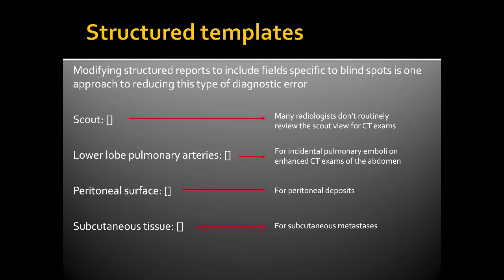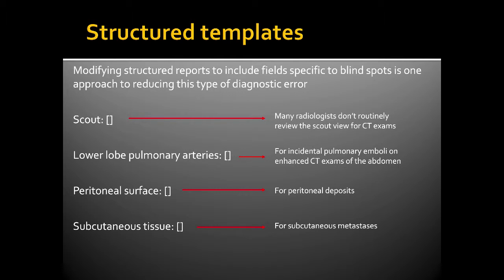Modifying structured reports to include fields specific to blind spots is one approach to reducing this type of diagnostic error. I talked about these in a prior module, but want to talk about them again because this is a very important concept. You can have a field for the scout view because many radiologists don't routinely review the scout view for CT exams of the head, neck, chest, abdomen, and pelvis. You can have a field for lower lobe pulmonary arteries. Remember, incidental pulmonary emboli are seen in 10% of patients with cancer and 9% of patients who are inpatients.